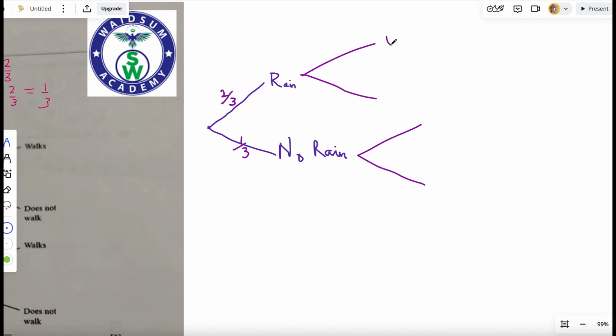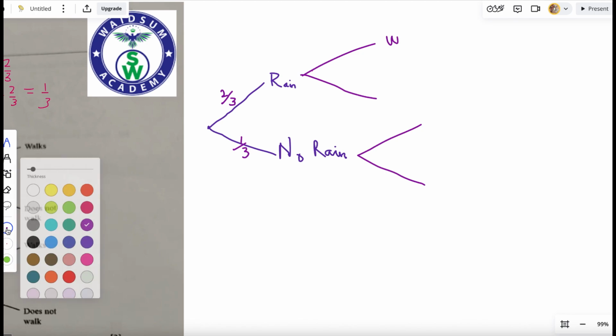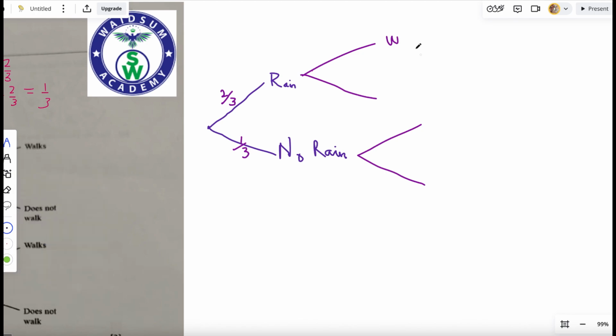So for walk to school, I write walk. We change the color. We write walk, like you walk to school. We're not going to write to school, just write walk. And no walk, or does not walk, is the same thing. For easy writing, we just say no walk, meaning you did not walk to school. Because there are two things that will happen if it rains. Either you still walk to school, or your parents drop you to school. They don't let you walk to school. Or if it didn't rain, you might walk to school.